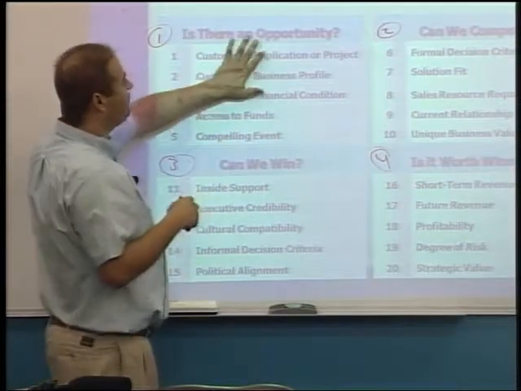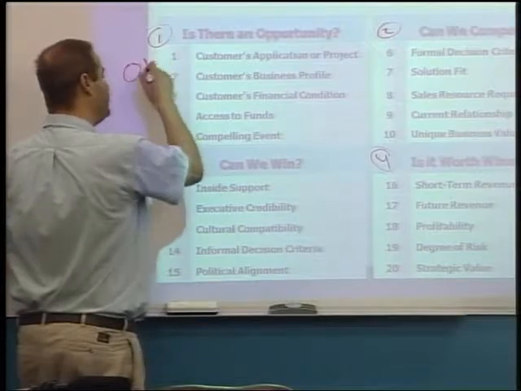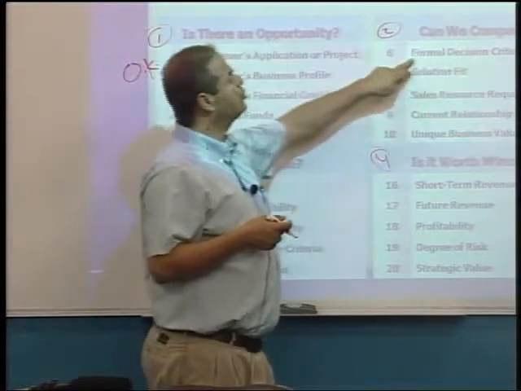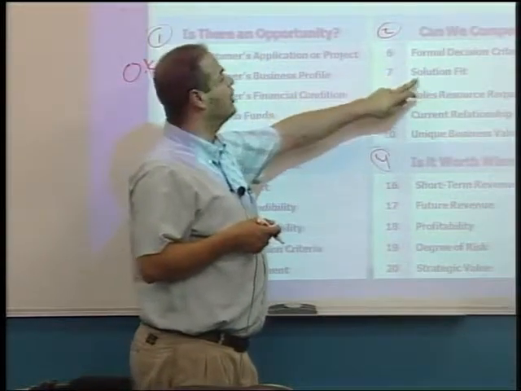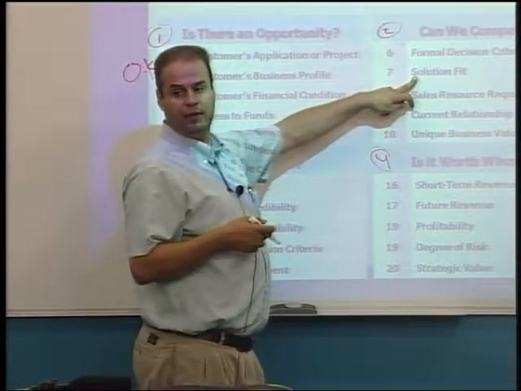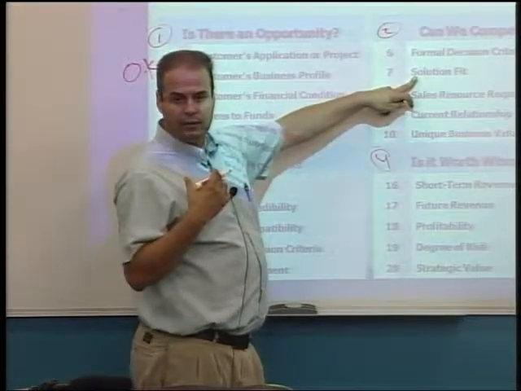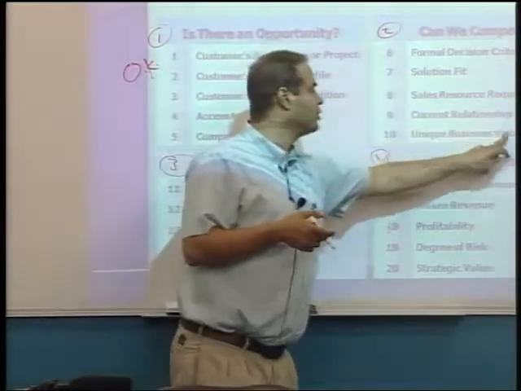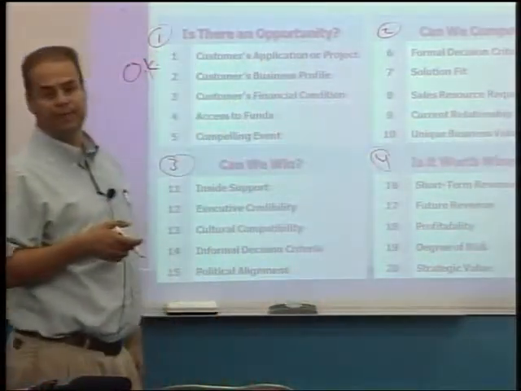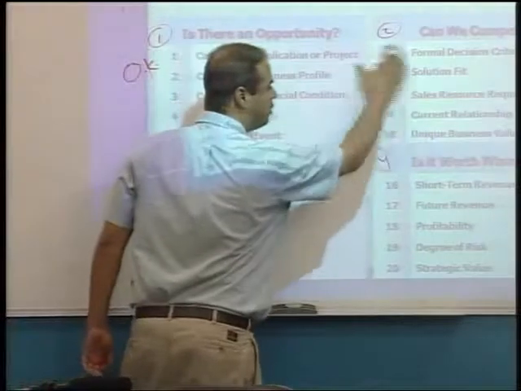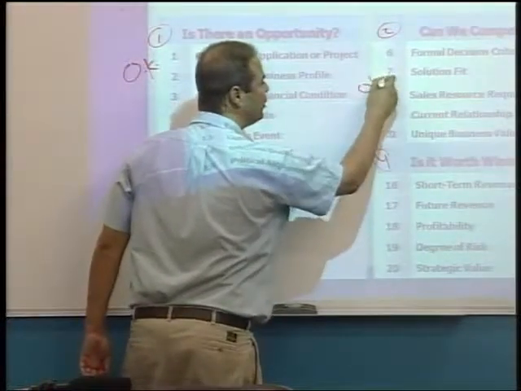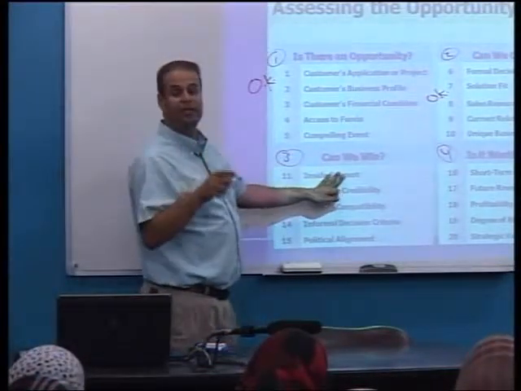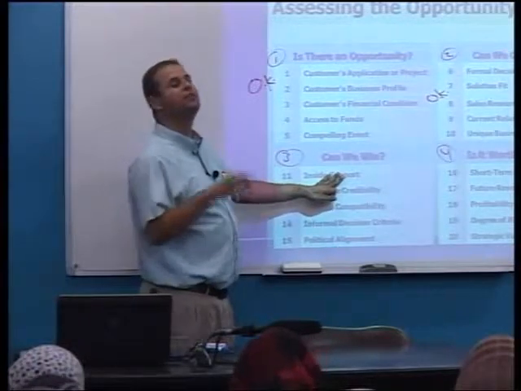Clear? If we finished with this and everything was okay, then we are going to go to another list. With this list, we are going to talk about the formal decision criteria. Also, we are going to get information about solution fit. In other words, is our product going to provide them with a solution for their own concerns, problems and needs? Also, sales resource requirements, current relationship, unique business value. Once again, all the comments and all the answers about these points must be positive. They must be okay. If they are okay, we are going to assess the sales opportunity from the third angle, the third perspective.